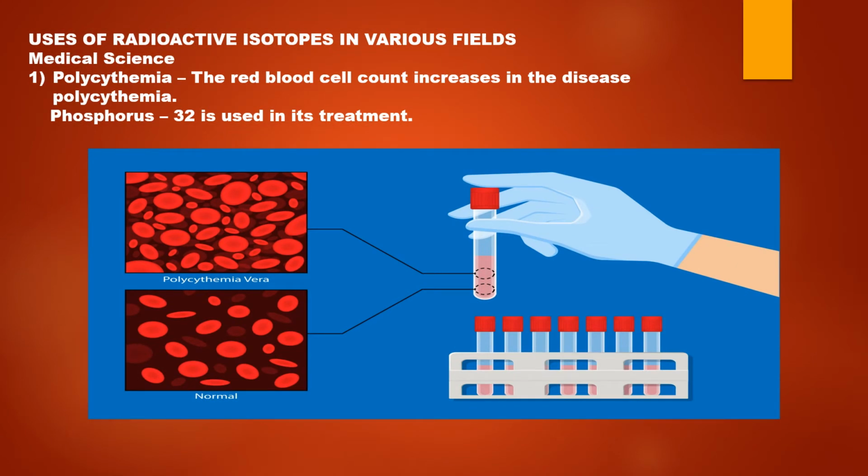Uses of radioactive isotopes in medical science. Radioactive isotopes are used in the treatment of polycythemia. Polycythemia refers to an increase in the number of red blood cells in the body. The extra cells cause the blood to become thicker, and this in turn increases the risk of other health issues such as blood clotting. So in this case, phosphorus 32 is used in the treatment of polycythemia.